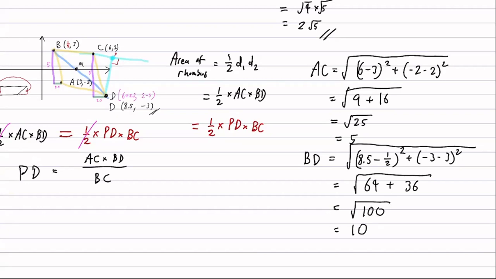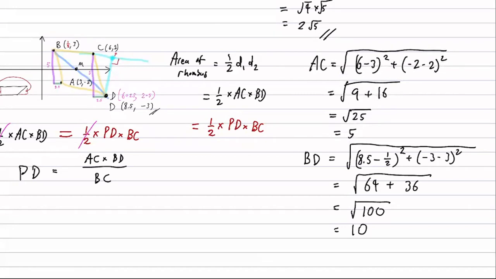How come the numbers here are so nice? Because it was planned that way. Okay, so that is BD. But how about BC? Let's find BC now. BC will be the same thing. 6 minus half bracket square plus 2 minus 3, or 3 minus 2. It doesn't matter the direction, just make sure you got a minus. Then 5.5 square. What is it? 5.5 square plus 3 minus 2 is 1 square.